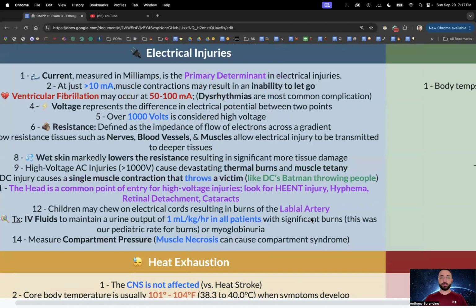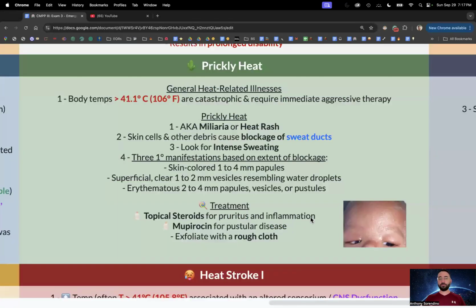All right, moving on to prickly heat. It's also called miliaria or heat rash. Look for intense sweating. The pathophysiology here is just a blockage of sweat ducts, and then topical steroids or mupirocin, which is used for impetigo, right? Yeah.